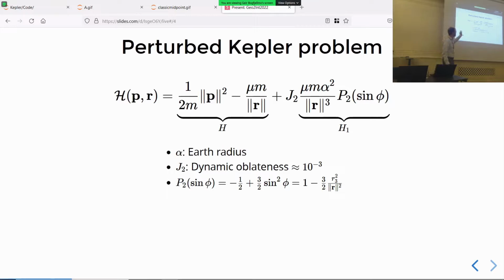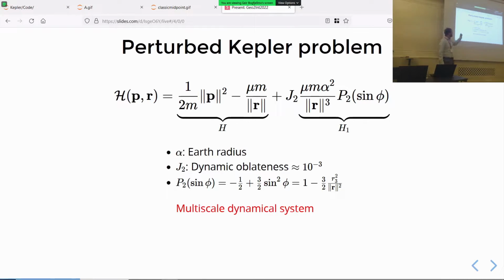So you have your Kepler Hamiltonian, and you have some small parameter times a new term. So this is the perturbed Kepler problem. You could have something else there representing some other kind of correction, to correct for relativity or for the moon or something like that. And effectively, it's going to be a multiscale dynamical system.